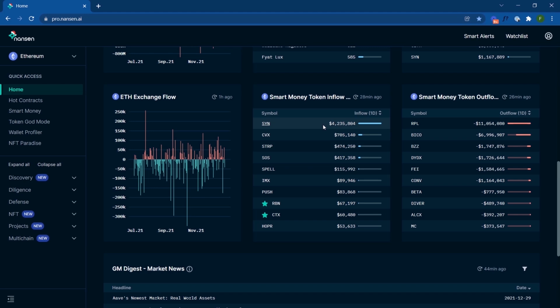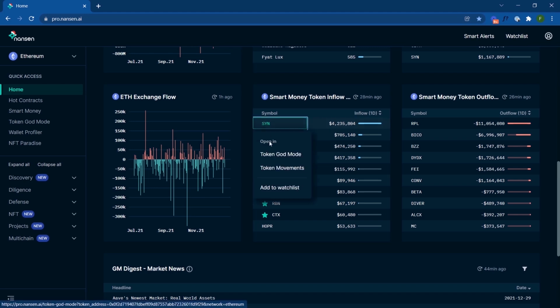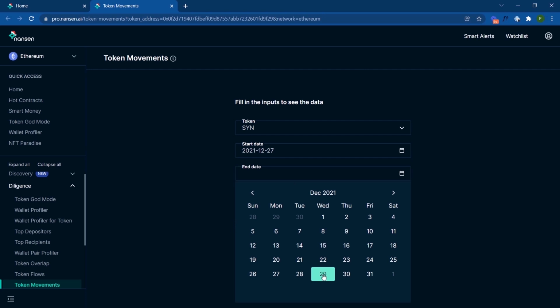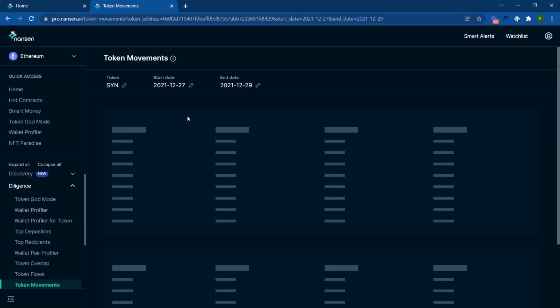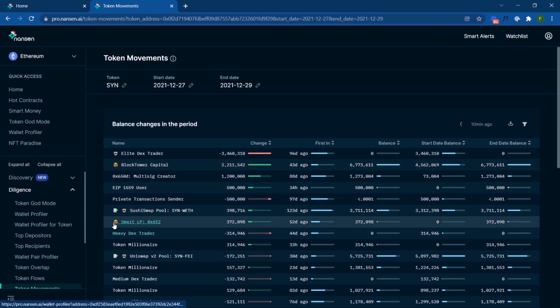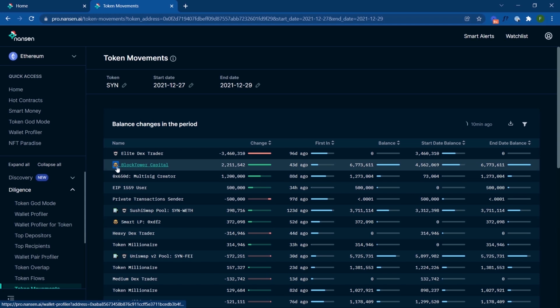Let's start our due diligence with token movements to see who exactly is behind this inflow. Right-click on the SYN token, select Token Movements, and input the dates of yesterday or the day before and today. In this first table, we can already see a couple of the smart money accounts that have had an increase in their balances in the dates we've selected.